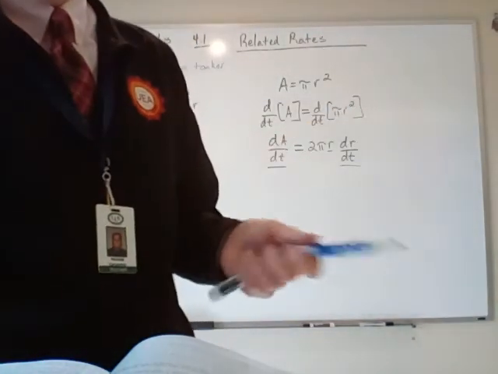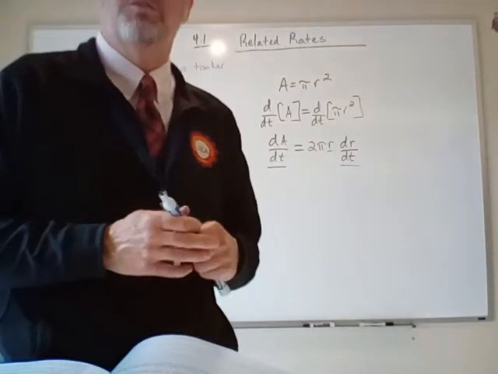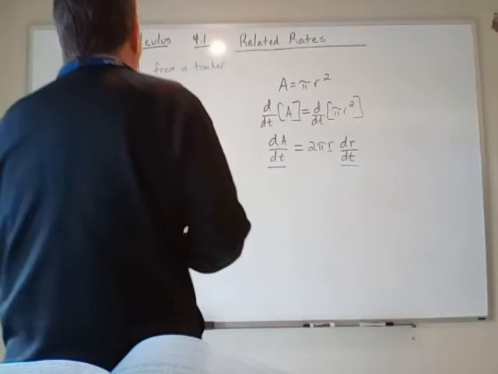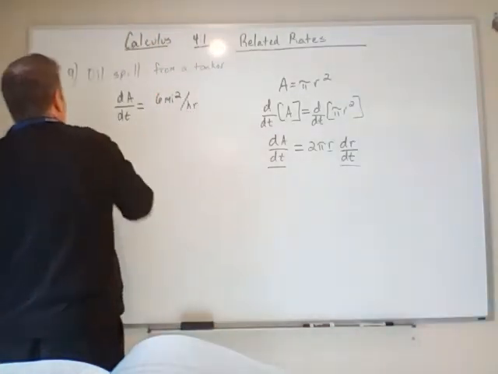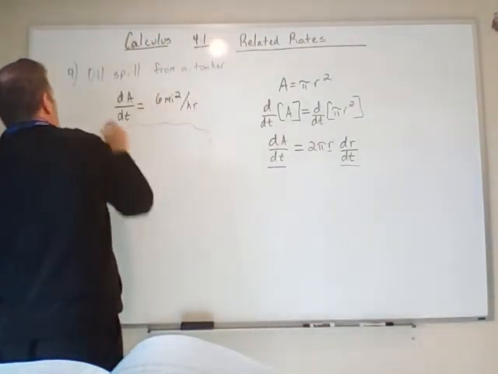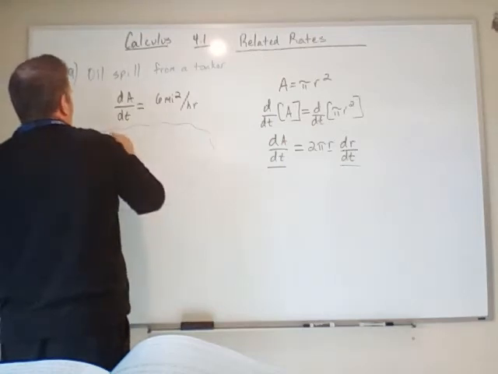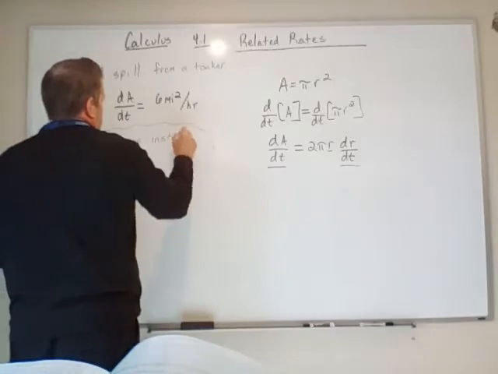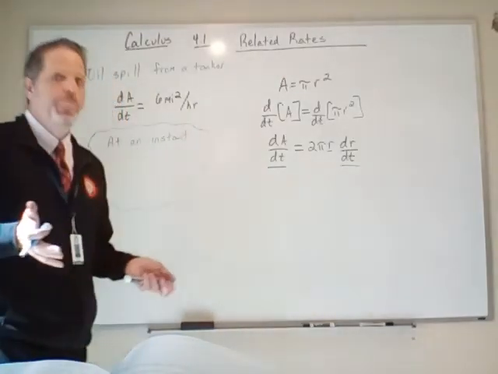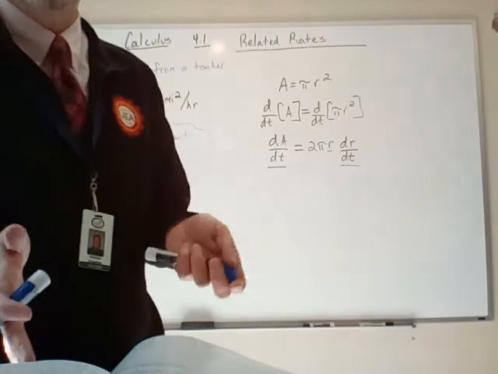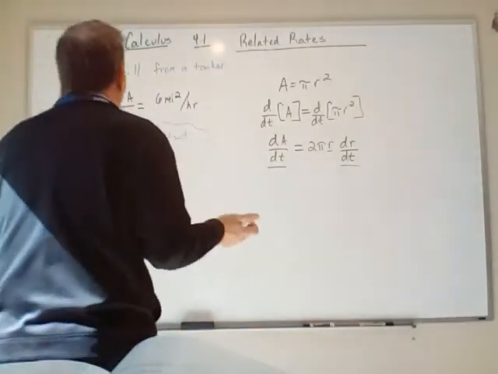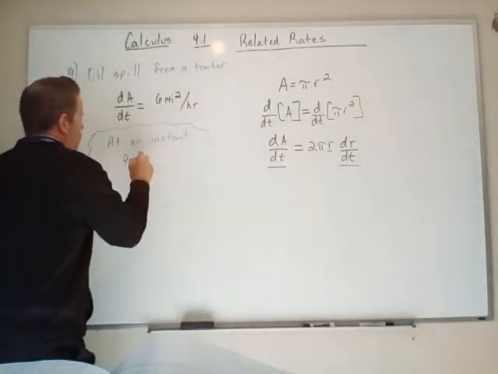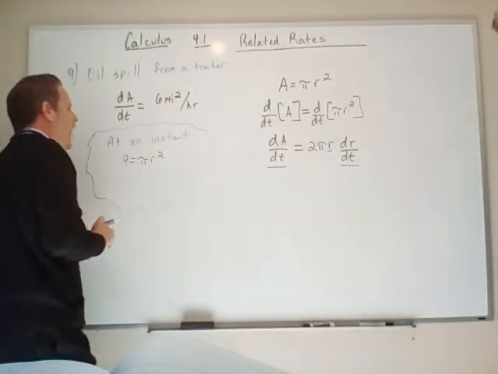They asked, how fast is the radius of the spill increasing when the area is 9 miles squared? So basically what they have given us is information at an instant. At an instant in time, the area of the spill is 9 miles squared. So 9 equals pi r squared.